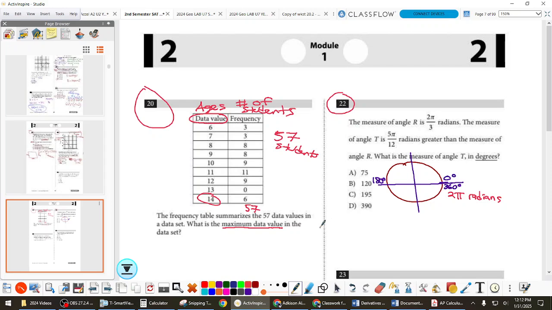Do you remember the value of pi? Yeah, so 2 pi is just over 6. Okay, so I want you to process for a second. The whole circle has 360 degrees, but only just over 6 radians. So which is bigger, radians or degrees?